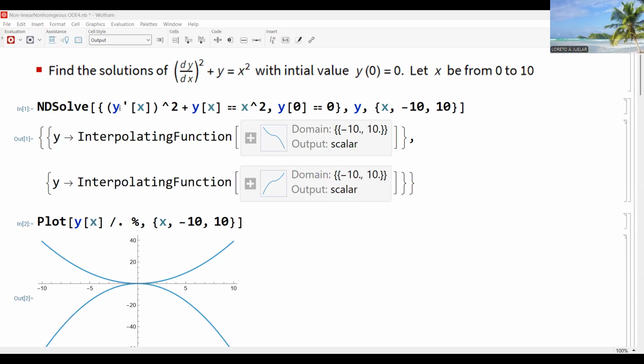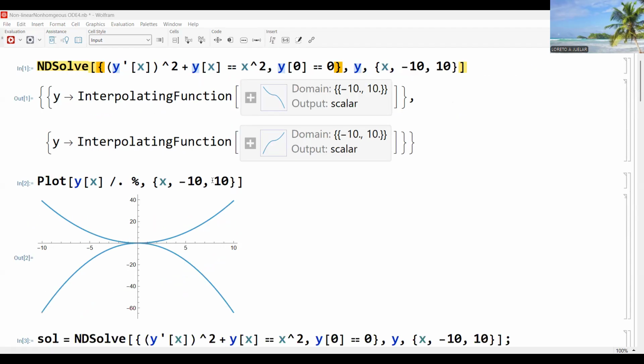So this is the square of the first derivative of y with respect to x that we have, plus y, then plus x squared. So we have the initial condition y of 0 is equal to 0. So our x here is from negative 10 to 10. So we have the domain here, negative 10 to positive 10.